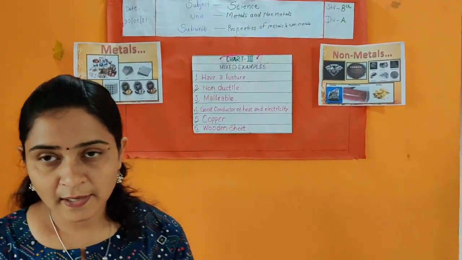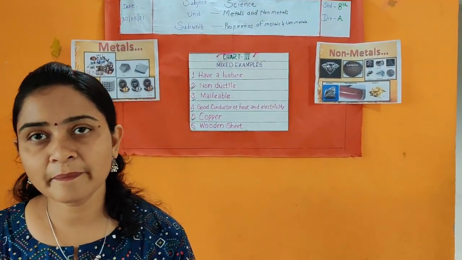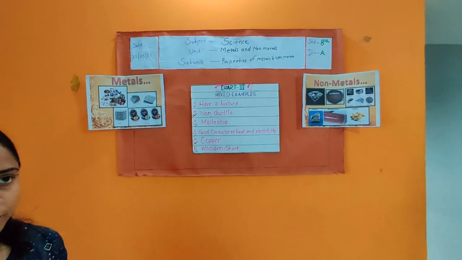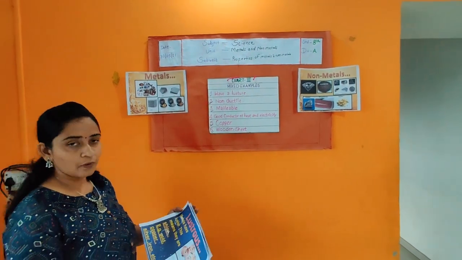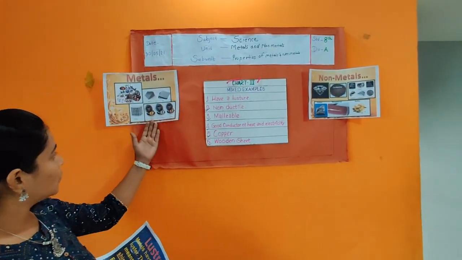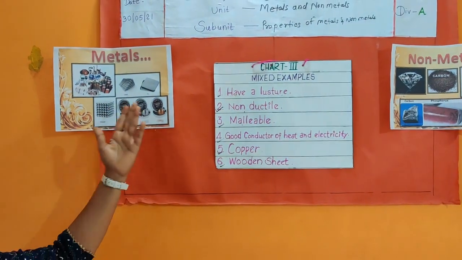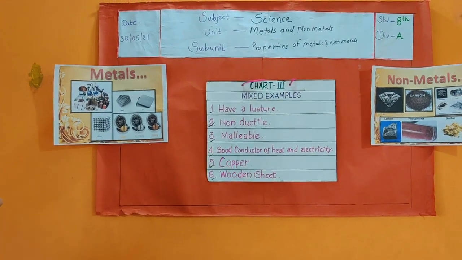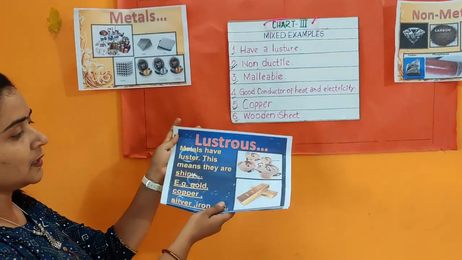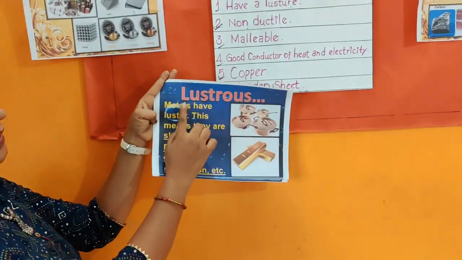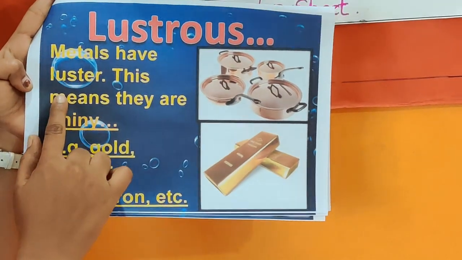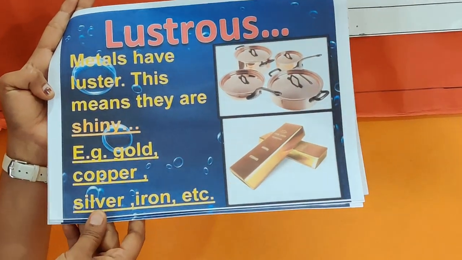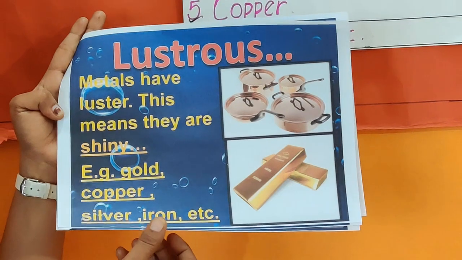Okay, now let's discuss the properties of metals and non-metals. All of you know that metals are gold, platinum, copper, nickel, tin, etc. So these metals have some properties. First property is metals are lustrous. Metals have luster. This means they are shiny. For example, gold, copper, silver, iron, etc.